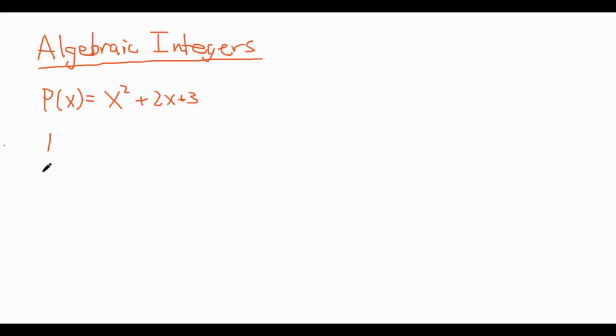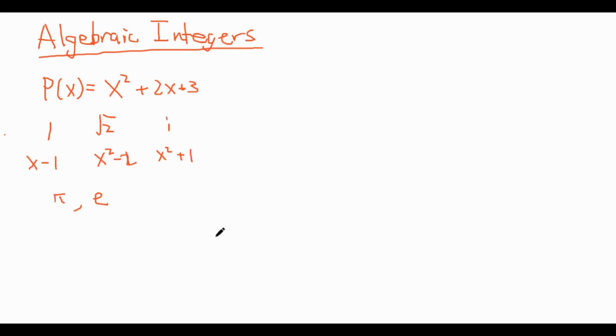For example, 1 is an algebraic integer because it is the root of the polynomial x minus 1. Square root of 2 is an algebraic integer because it is the root of the polynomial x squared minus 2. And i is also an algebraic integer because it is the root of x squared plus 1. However, numbers like pi and e are not algebraic integers, and we call these numbers transcendental. Of course, there are also other numbers that aren't algebraic integers, for example, 7/5, and these are called some other name like rational, perhaps.